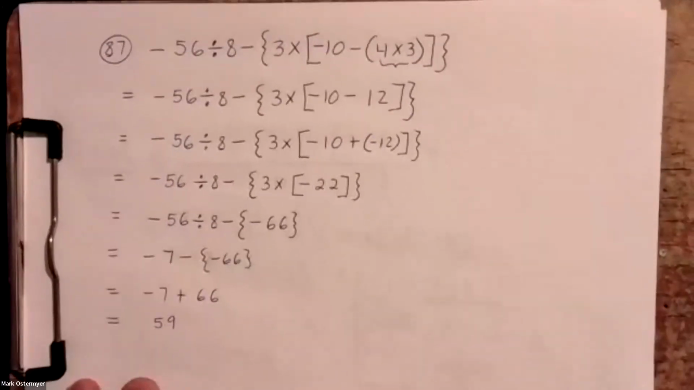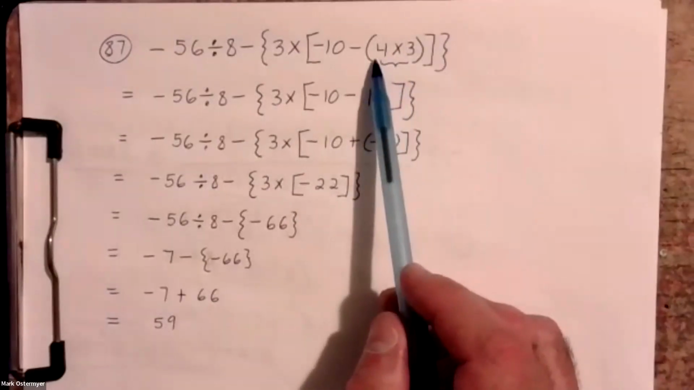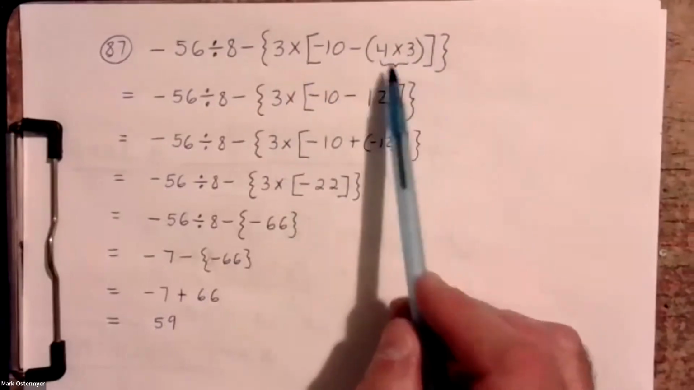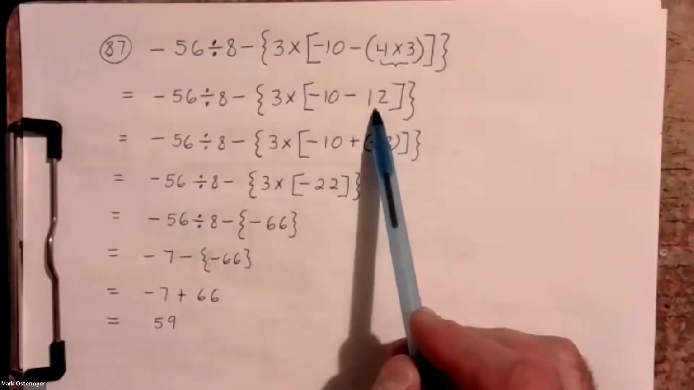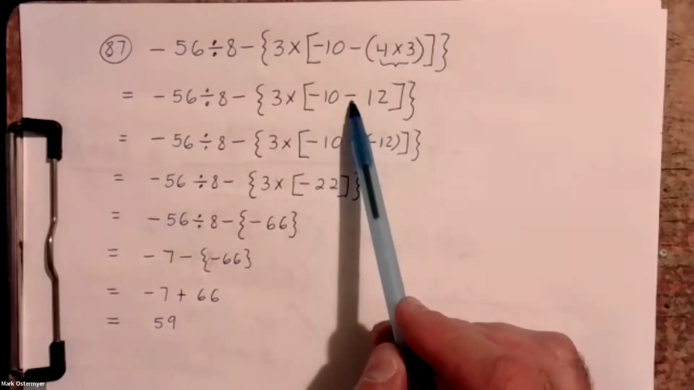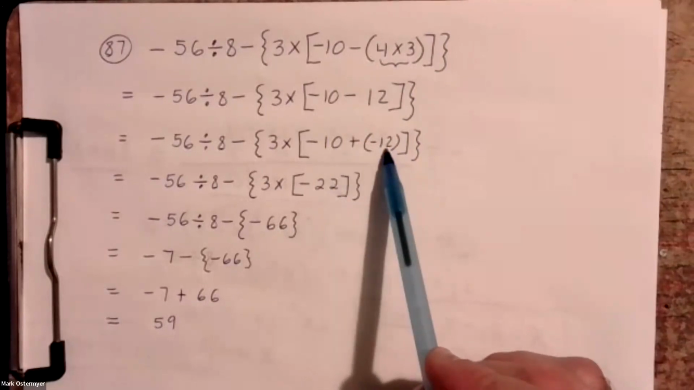All right, there it is, all laid out there, ladies and gentlemen. Wrote it down first. We're in the innermost nested set of grouping symbols, parentheses nested inside brackets, nested inside braces. We got to do 4 times 3 first, which is 12. Then I'm still inside the brackets, so I subtract. -10 subtract 12 is the same thing as -10 plus a -12.